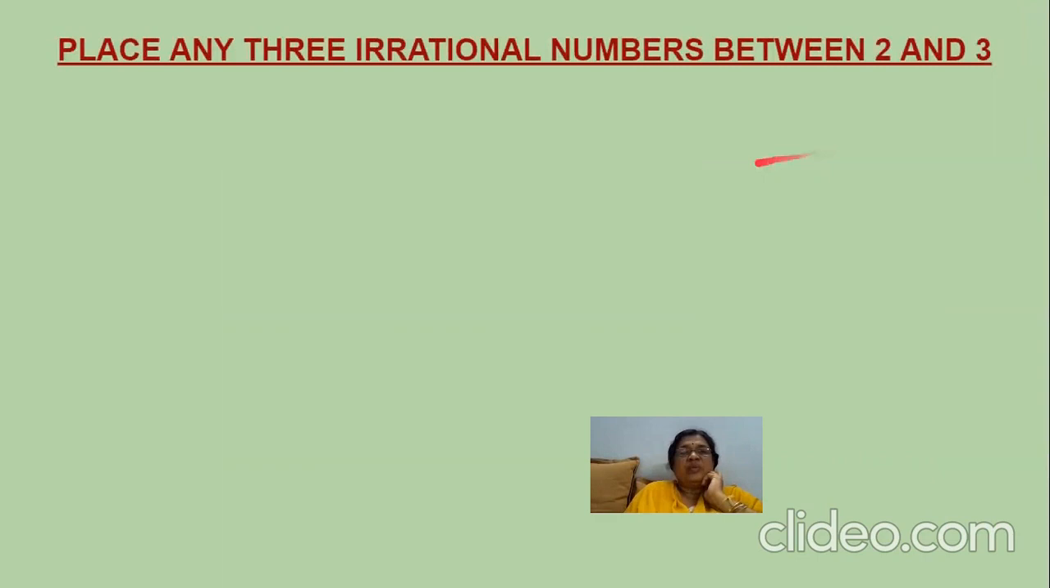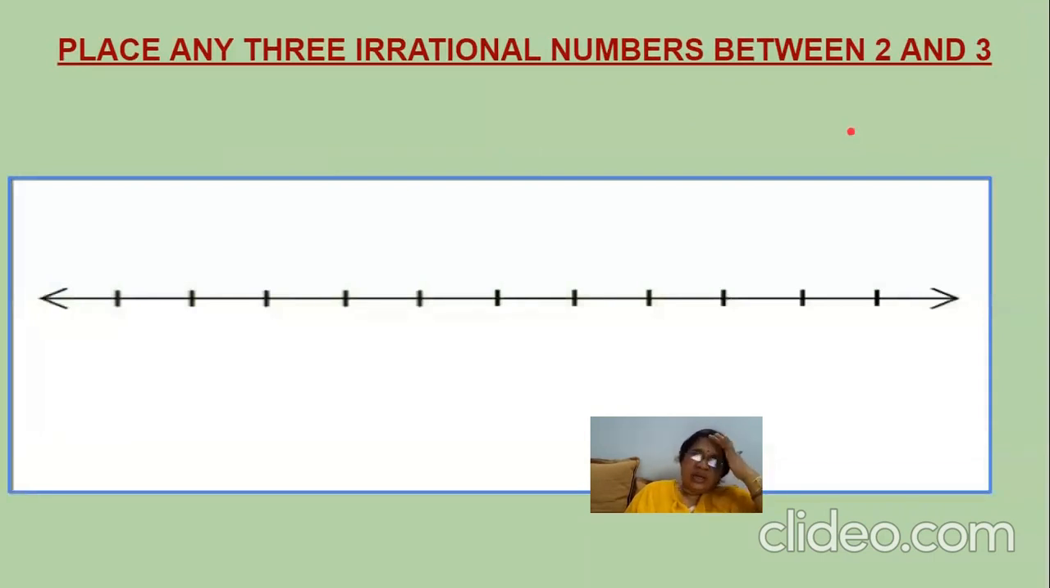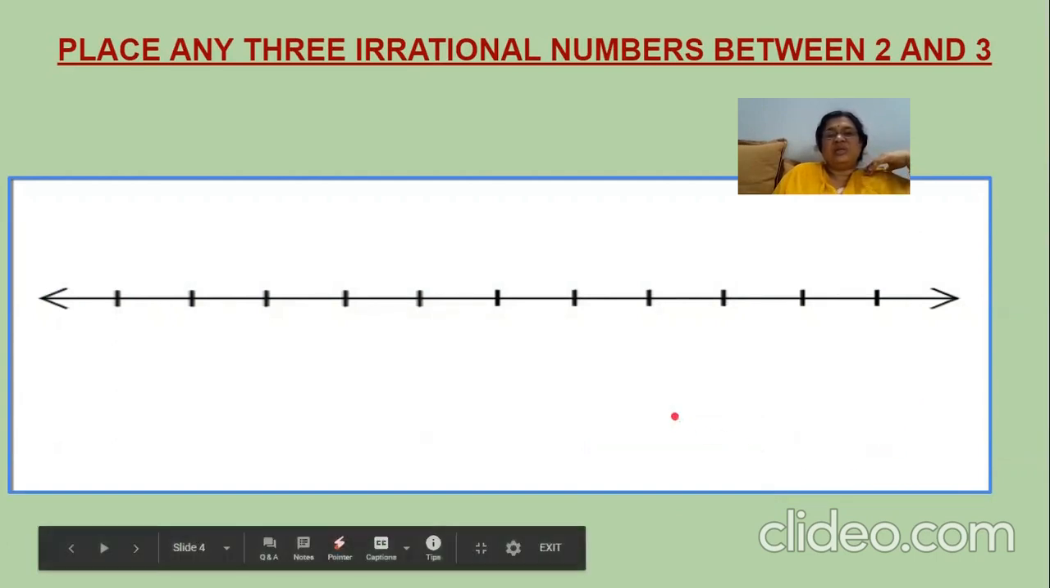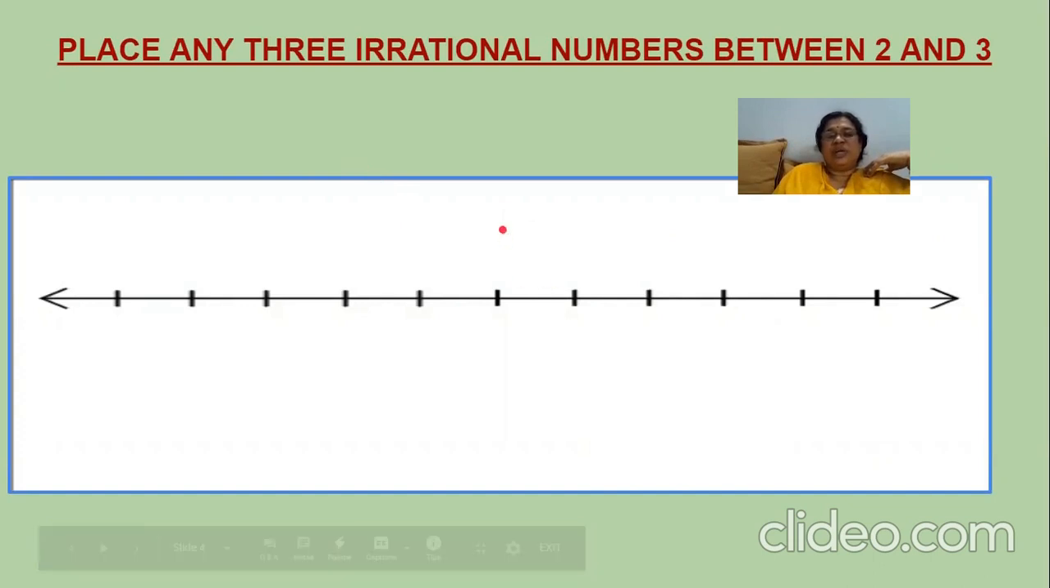Now one more problem. Place any three irrational numbers between 2 and 3. See, this is the number line. Placing an irrational number between two rational numbers. You know, 2 and 3 are rational numbers. So placing any three irrational numbers between two rational numbers. How will we place? See here. I have taken 2 here. I have taken 3 here. Like this.